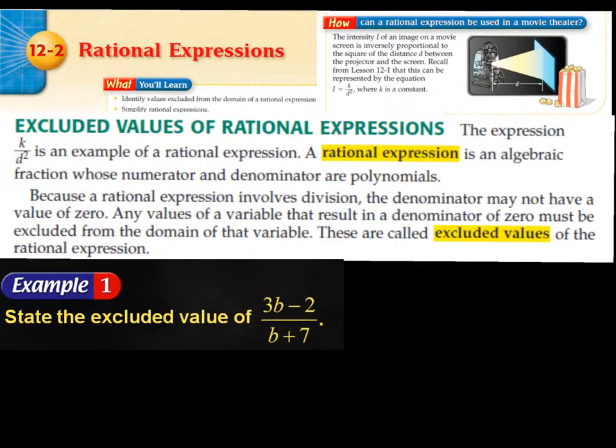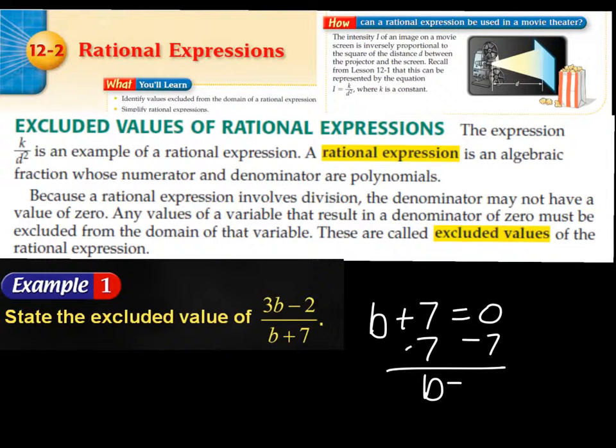So, first example, they ask us to state the excluded value of 3b minus 2 divided by b plus 7. Well, we just said that the denominator cannot equal 0, and that's going to happen when b equals negative 7. So the excluded value is negative 7. We would say b cannot equal negative 7.